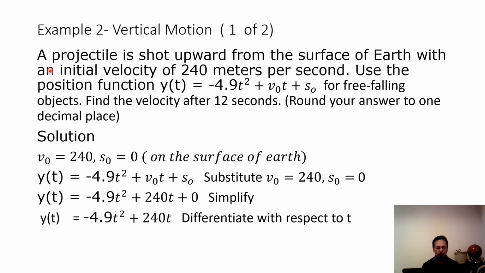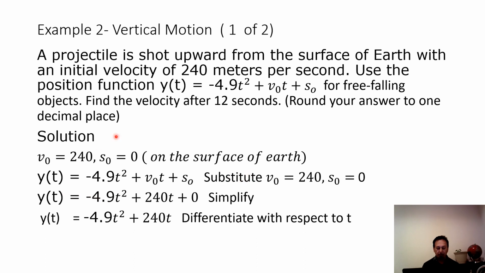So example 2: a projectile is shot upward from the surface of Earth with an initial velocity of 240 meters per second. Use the position function y(t) = -4.9t² + v₀t + s₀, where v₀ is the initial velocity and s₀ is the initial position. So v₀ is 240 and s₀ is 0 on the surface of Earth.